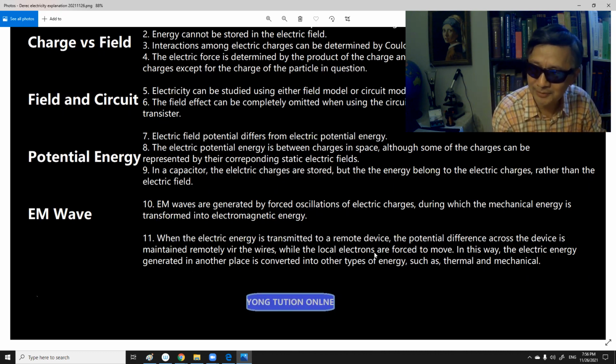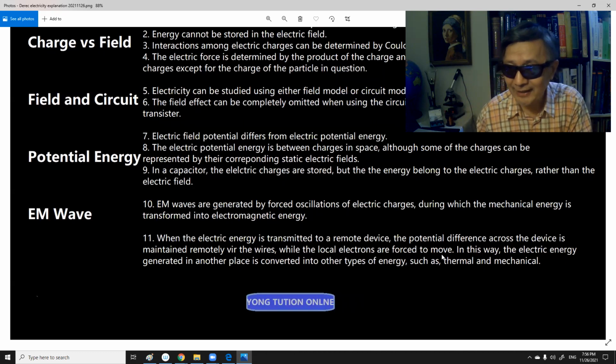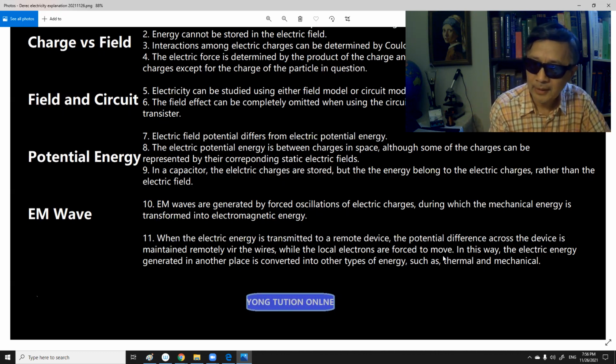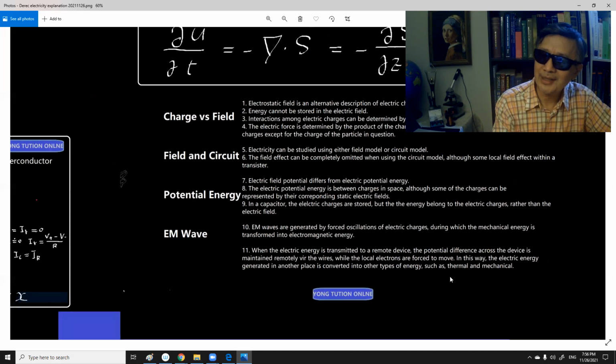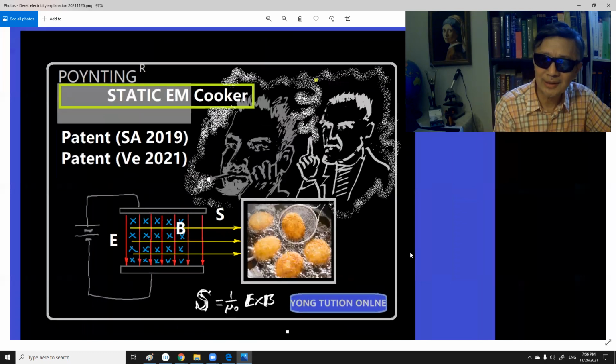Whereas the local electrons are forced to move, either oscillating or moving in one direction. The local electrons I refer to are those inside a particular electrical appliance, in this case the bulb. In this way, electrical energy generated in another place, like a power plant, is converted into other types of energy, such as thermal and mechanical energy. Okay, I think I should stop here. It's getting too long. I will end my talk by showing this cartoon again.